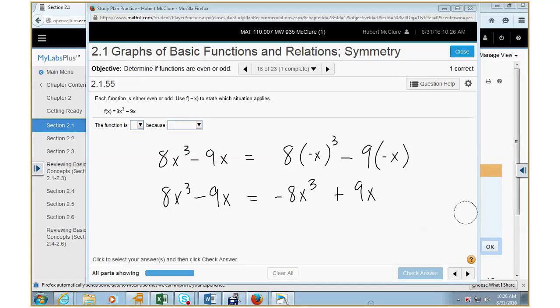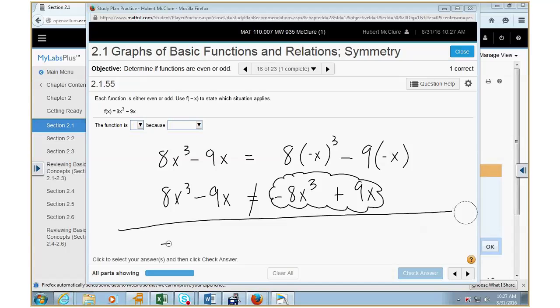Are these equal? No. So then you're going to have to check to see if it's odd. It's not even, so that doesn't work. So you've got to do the next one. Now the next one, we take this and put it on the left. So negative 8x cubed plus 9x is equal to negative parentheses and then 8x cubed minus 9x. Now what happens when you distribute that negative in front of f of x? You get negative 8x cubed plus what? Are these equal? Yes. So therefore, this function is what? Odd.